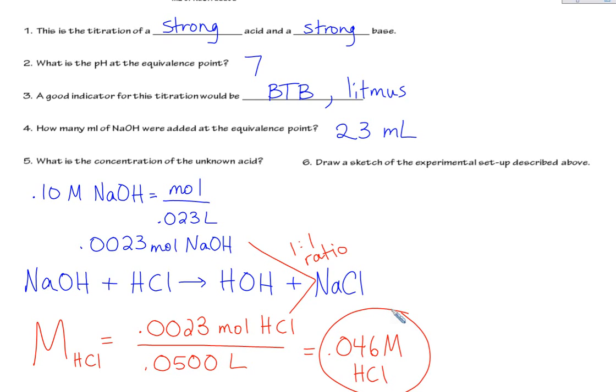You can use the graph to figure out the volume of base added to reach the equivalence point. If you know the molarity of the base and you know the volume, you can figure out moles. And then by looking at the ratio in the balanced equation, you can figure out moles of the unknown. You'll always know the volume of the unknown, so you can figure out the concentration. Piece of cake. The last thing they want me to do here is sketch a little graph of this experiment, or a little setup. What would this look like?